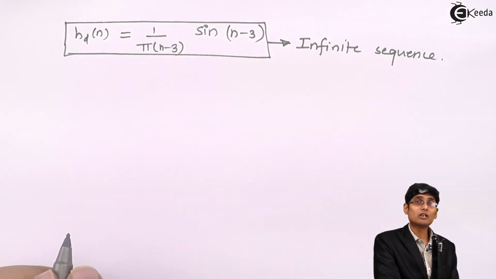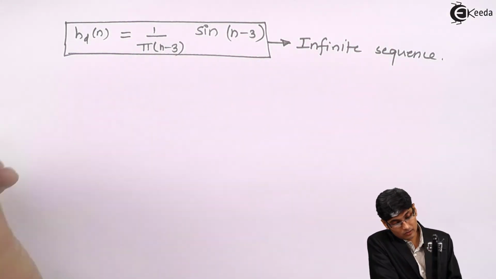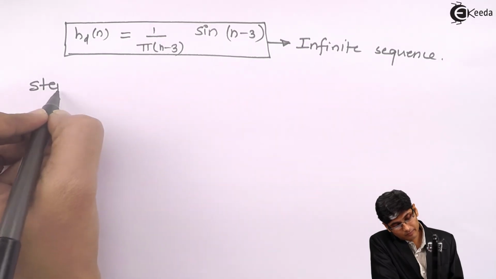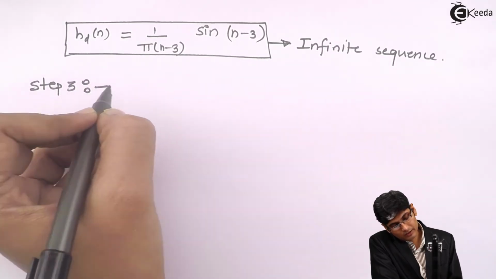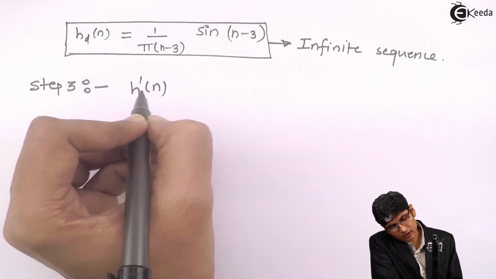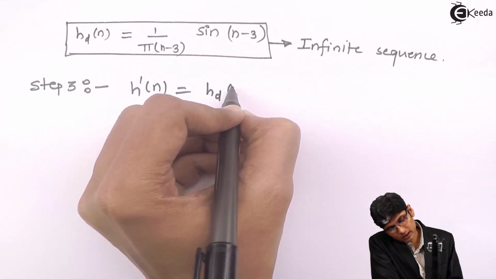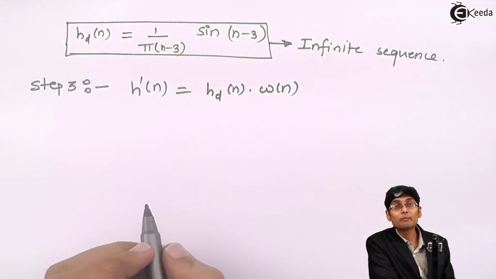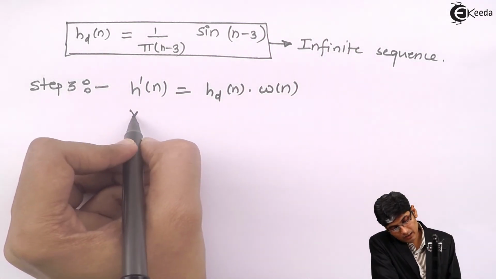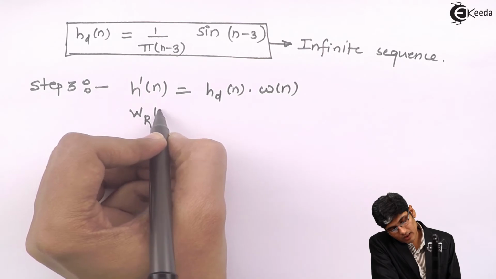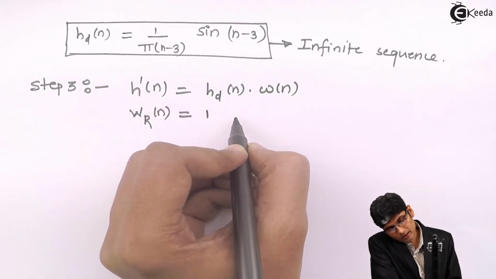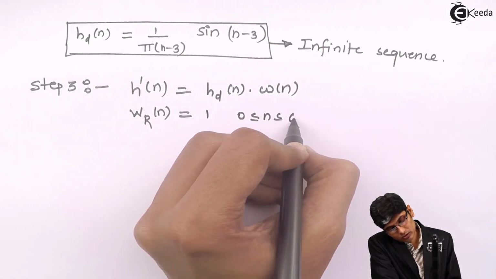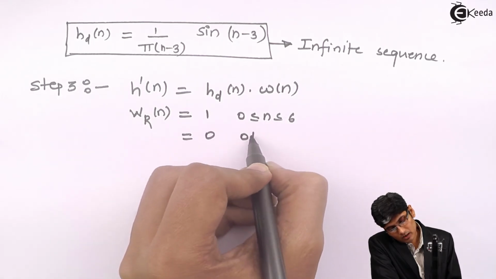So now I have to go for a finite sequence. Let us go to step 3. In step 3, I will get h dash of n, which will be equal to hd of n into w of n. And w of n is our w of r, which is equal to 1 for 0 to 6 and is equal to 0 otherwise.